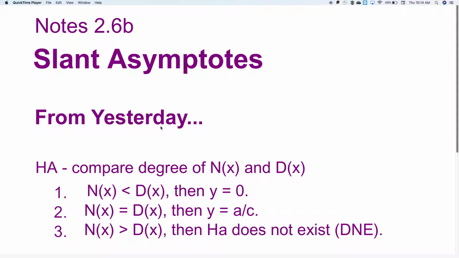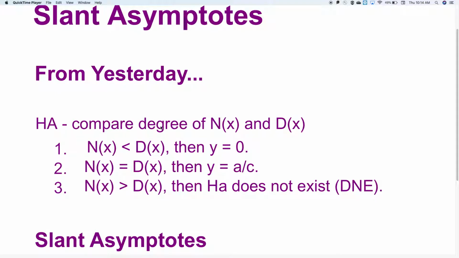Quiz today. I'm hoping everybody does step 1, factor and look for a hole. And then after you check for a hole, whether or not there is a hole, you move on and set your denominator equal to 0, find your vertical asymptote, and check for a horizontal asymptote. So this is all from yesterday.